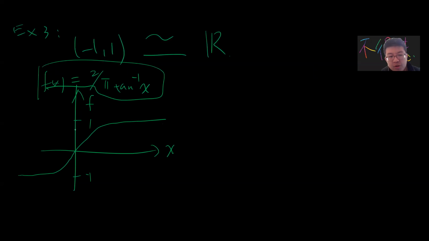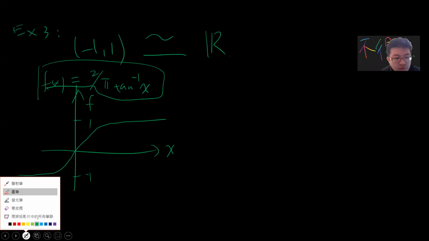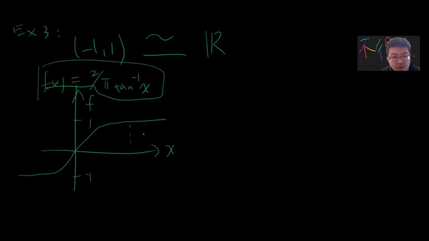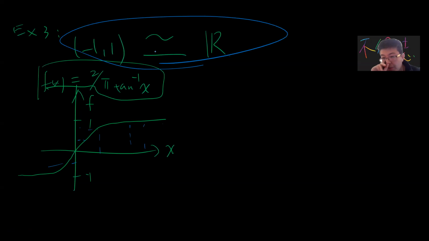Okay, and you can see that in this region, this is one-to-one onto, right? So this establishes this homeomorphism, because I can take this as f. Okay, so final results. I think there are several examples.